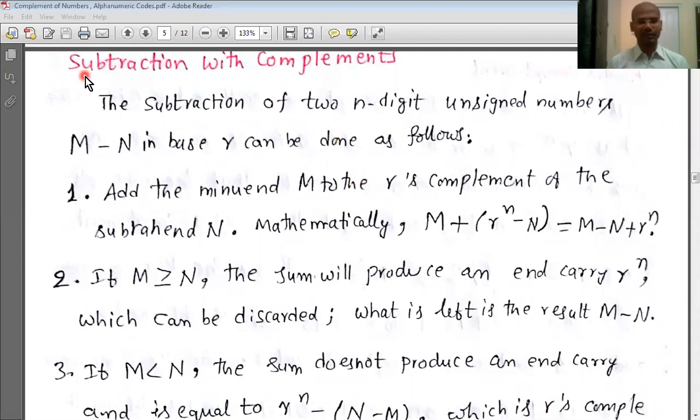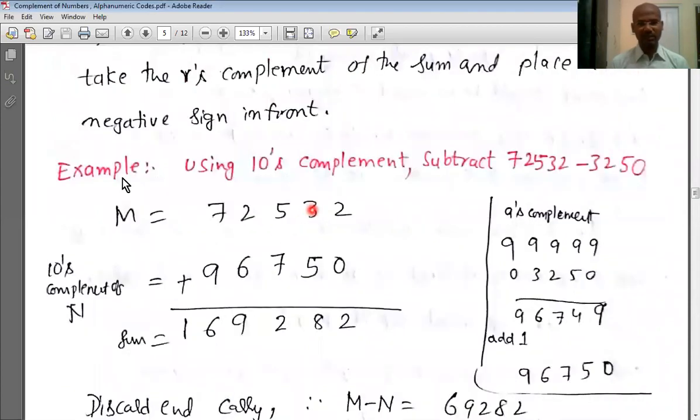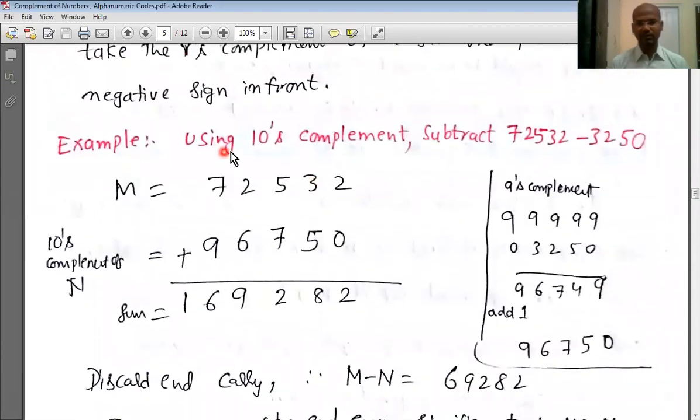Next, let's see how these complements can be used to perform subtraction. Here, we don't actually do subtraction. We do addition using complements. So in this topic, we will see a procedure that looks much like addition, but actually we are doing subtraction. Now let's do some examples. This is example 1. Using 10's complement, subtract 72532 minus 3250.